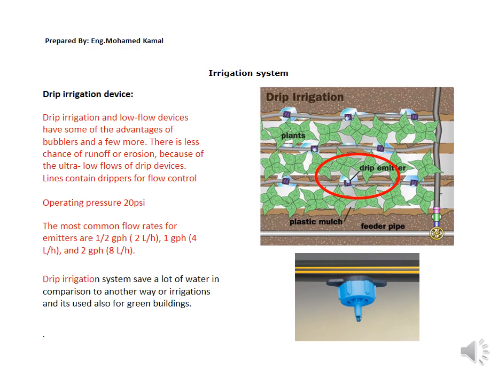Drip irrigation systems save a lot of water in comparison to other ways of irrigation, and are used also for green buildings. Accordingly, as we indicated, each line of the drip lines contains more than one dripper. We can call it an emitter. This is the shape of the emitter, with multiple flow rates as needed.